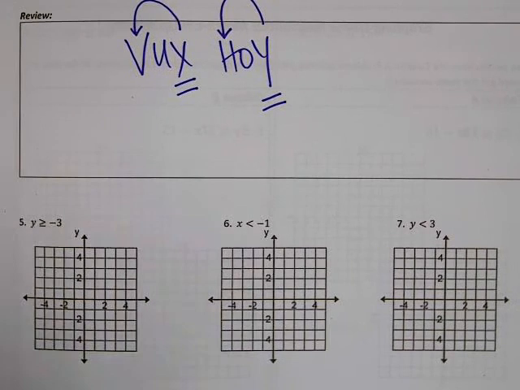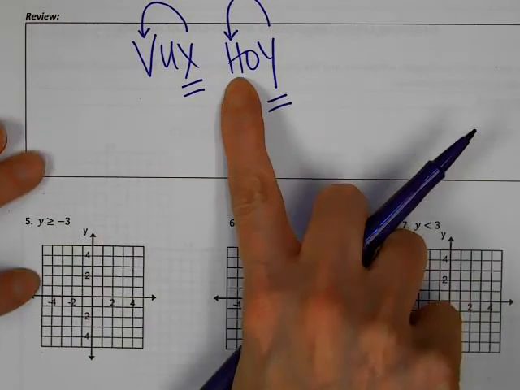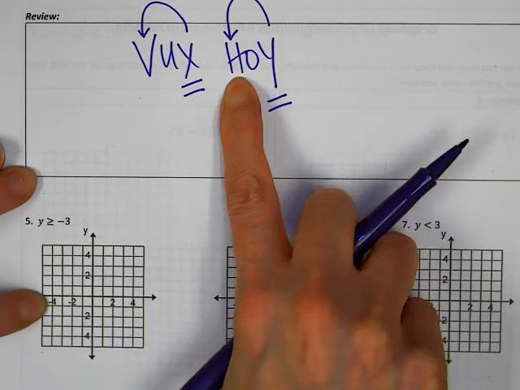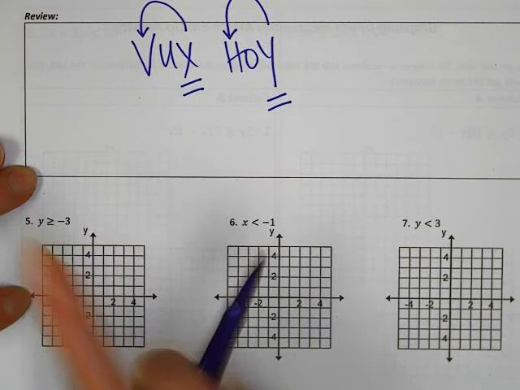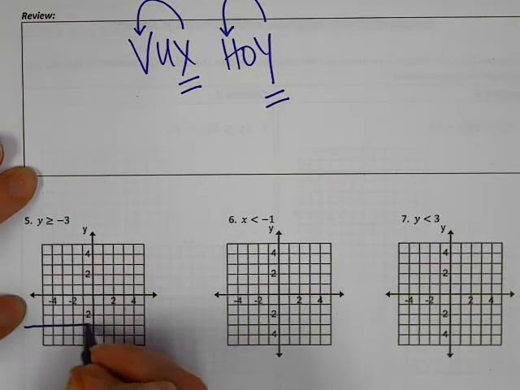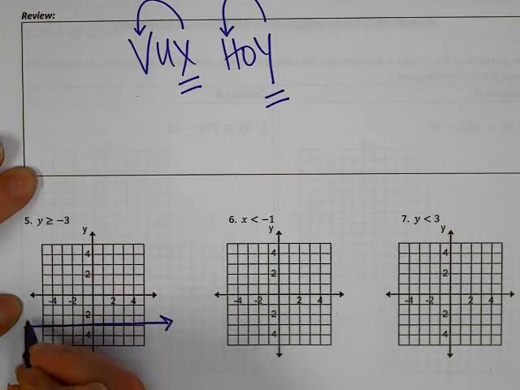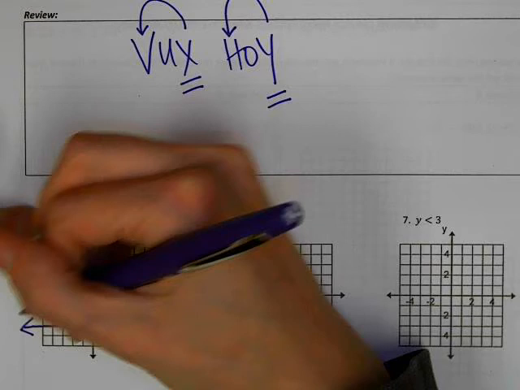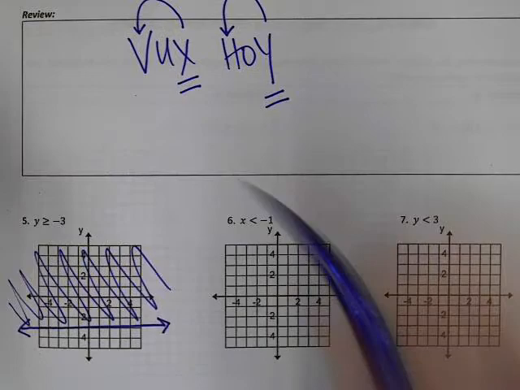So number 5, if y is -3. That's going to be a horizontal line through -3, and it's going to be solid. So a solid line through y equals -3. And then do we shade above or below? Well, greater than means above, so we're going to shade up here.